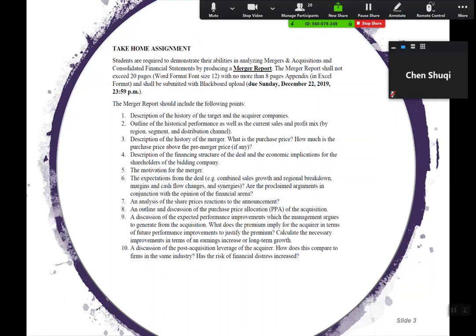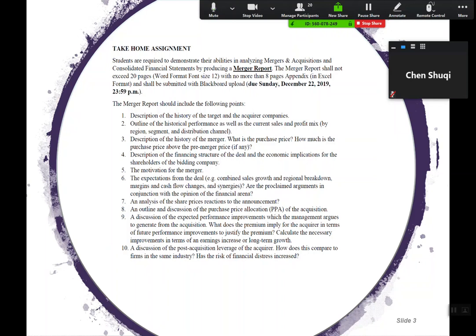What I mean by that is that you should be looking at, of course, the proclaimed arguments of the management, but also how these arguments were assessed by the financial arena. What I mean by that is, how did media report about this transaction? It could be reported with a positive sentiment or with a negative one.